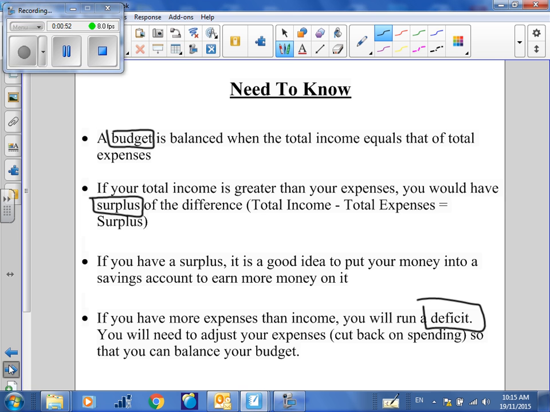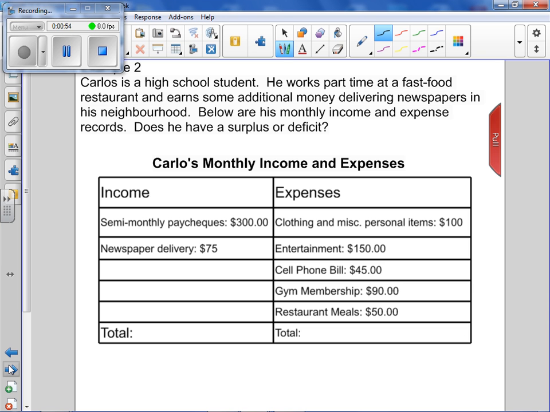So here's an example. It says Carlos is a high school student. He works part-time at a fast food restaurant and earns some additional money by delivering newspapers in his neighborhood. Below are his monthly income and expenses. Does he have a surplus or does he have a deficit? So the first thing that I would do is I would add up all of the income and I would add up all of the expenses.